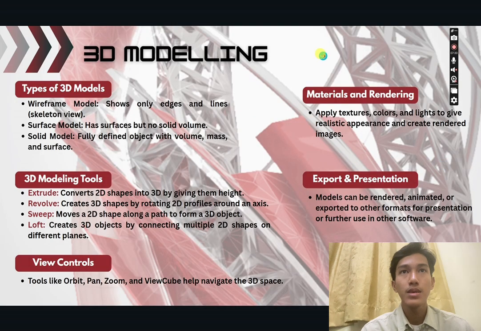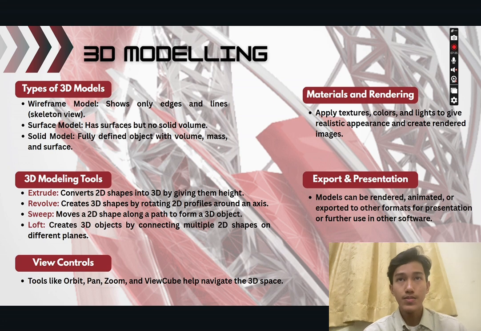So what is 3D modeling in AutoCAD 2021? The types of 3D models are wireframe model, which shows only edges and lines, a skeleton view. Surface model has surface but no solid volume. Solid model is a fully defined object with volume, mesh and surface.